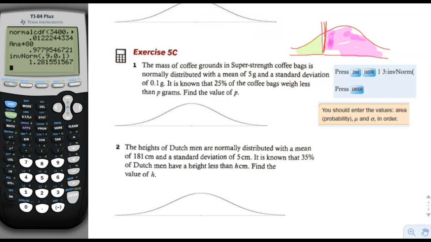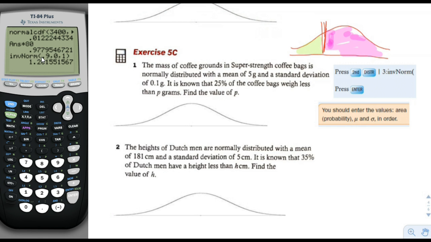Okay, so instead of using the normal CDF function on the calculator, we're going to be using the inverse normal function. And the inverse normal function, you give it the mean and the standard deviation like before, but now you're going to give it the area instead of the boundaries. Okay, so let's try a problem, and then I think you'll understand better.